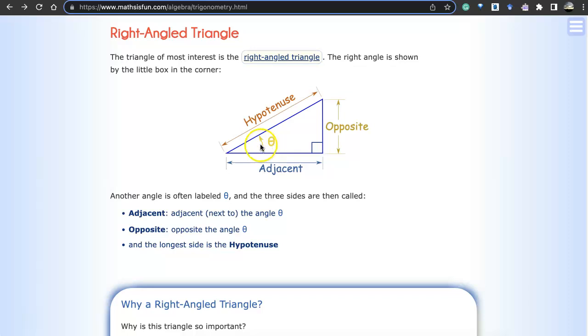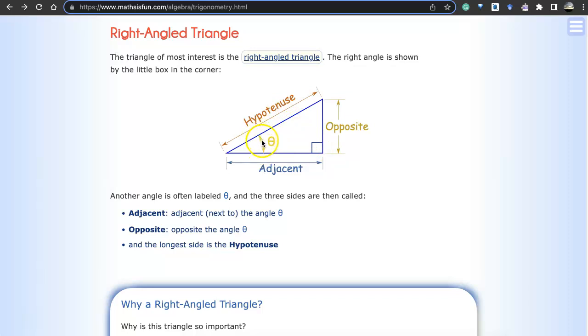So what we see here is that, first of all, the best way to do this, in my opinion, is to go ahead and label the hypotenuse. The hypotenuse is the longest side.